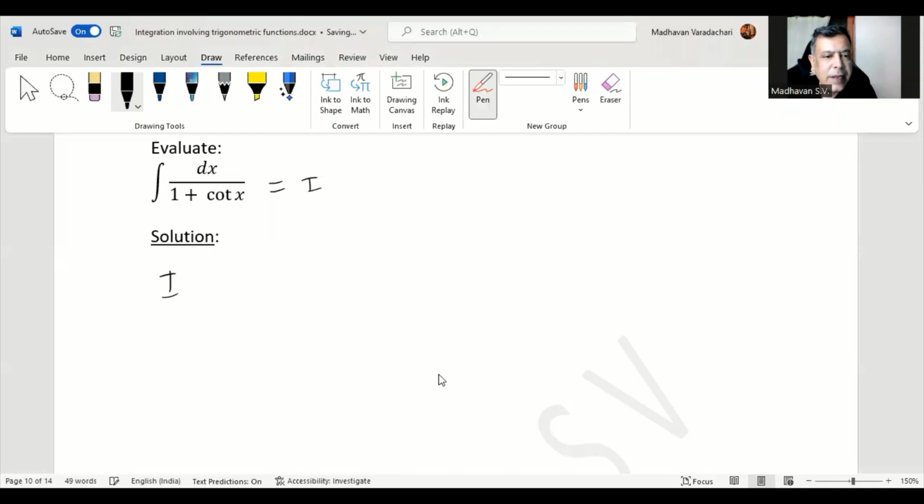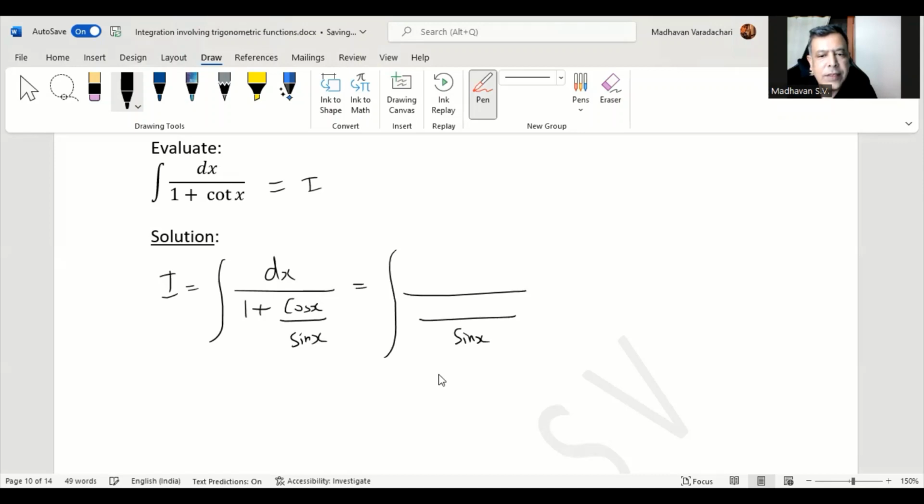Now this I can be rewritten as integral dx. I can write cot x as cos x divided by sin x. Again, that can be rewritten with the LCM for the denominator as sin x. So if I consider sin x here, you will get sin x plus cos x, dx. That can be further rewritten as integral sin x dx divided by sin x plus cos x.